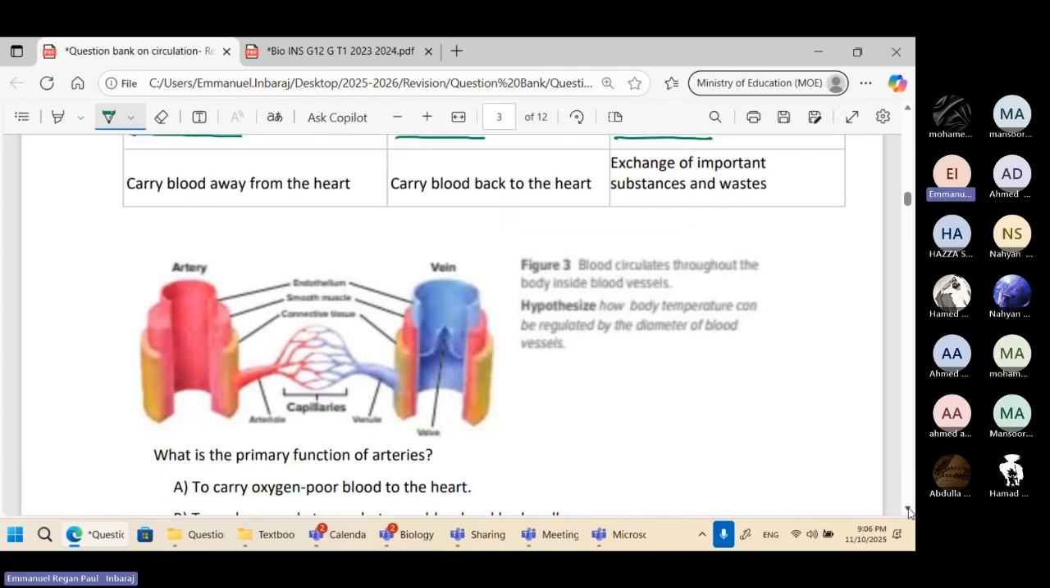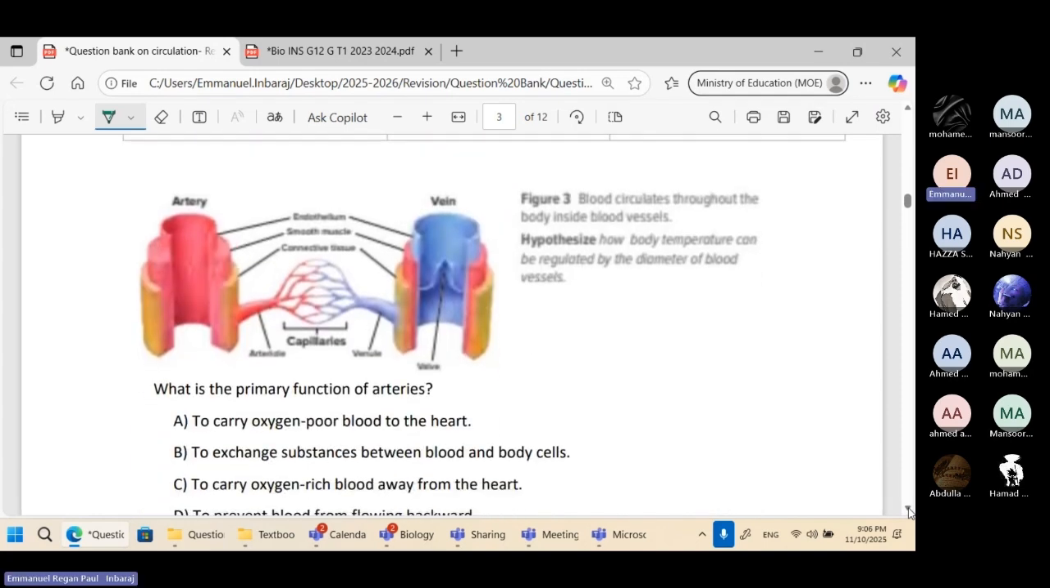Here is the question. This is artery, this is vein. See the diagram that they give. They will give you this picture, and this picture will come in the exam. They will ask you what is this, or what is this. How to identify? Look at the second layer, the smooth muscle. If the muscle is thick, then it will be artery. If the muscle is thin, then it is called vein.